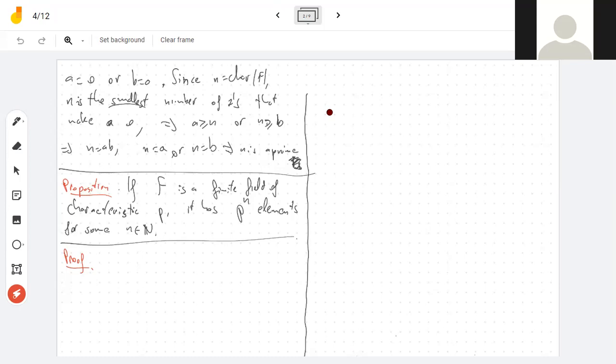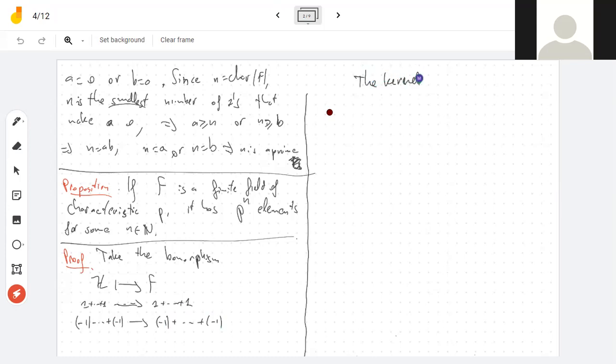So every ring has a homomorphism from Z. You send the sum of ones to a sum of ones and the sum of negative ones to a sum of negative ones. The kernel, so what do I call this? Phi. The kernel of phi is the set of natural numbers such that n is zero in F.